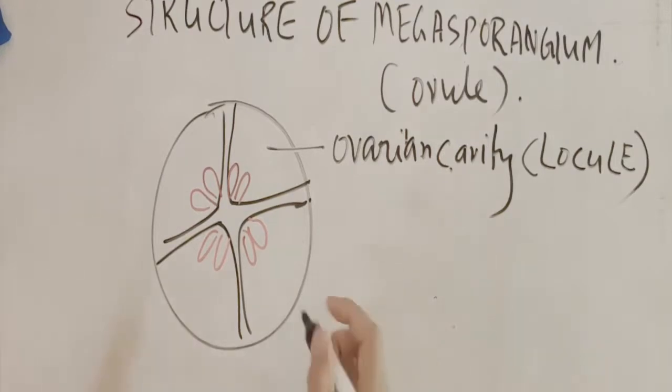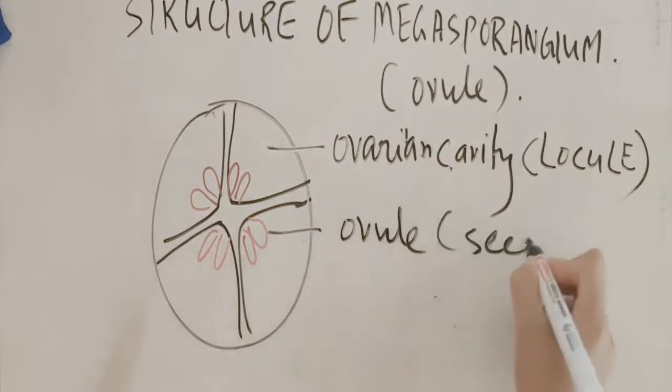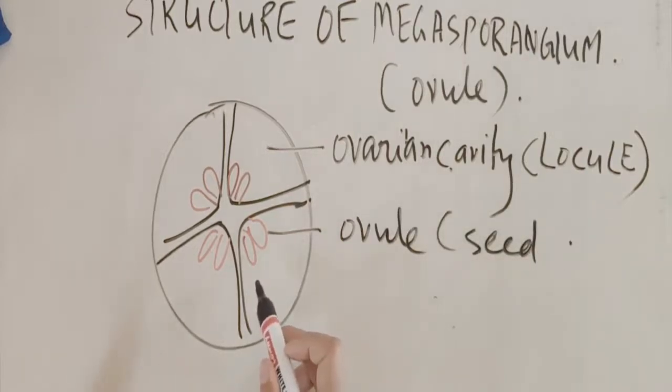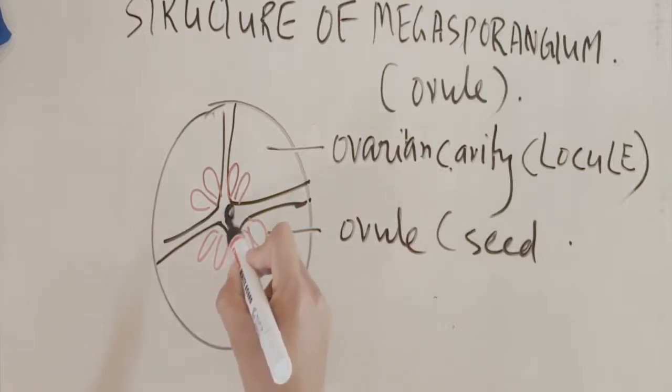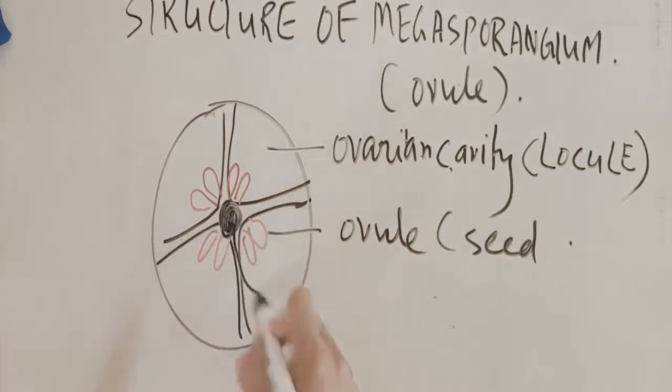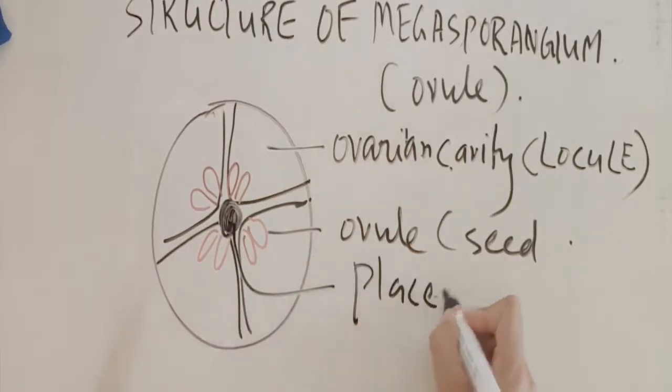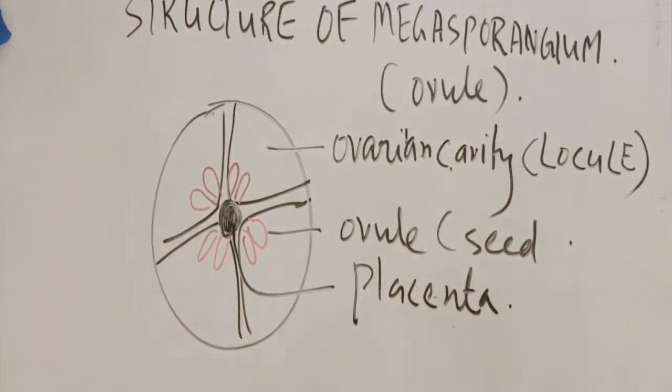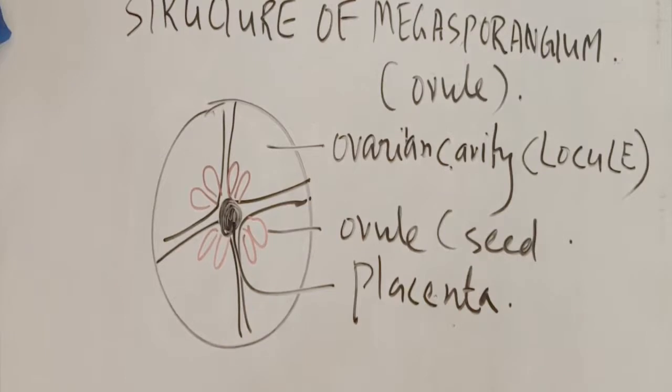Here is the ovule which will become the seed, and it is attached to a structure called the placenta. In human beings, the baby in the uterus is attached to the mother, and that structure is called the placenta. The placenta passes food from the mother to the baby.